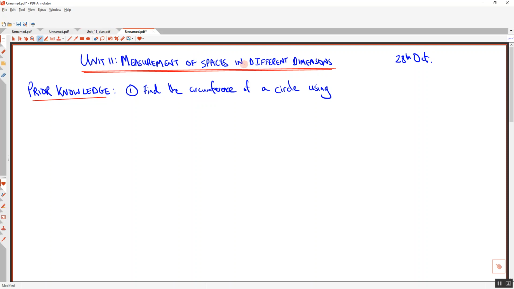So, measurement of spaces in different dimensions. This is Unit 11, 20th of October 2019. We're looking at prior knowledge first, and the first thing that you have to be able to do is find the circumference of a circle using what is the formula? Grayson. Pi d. Right, good.